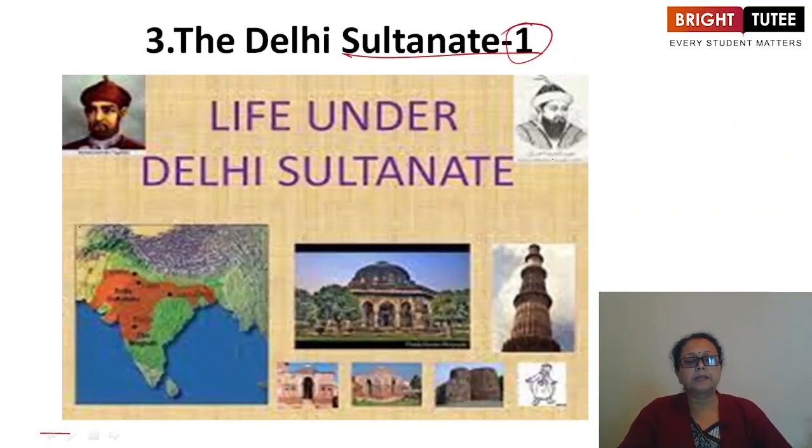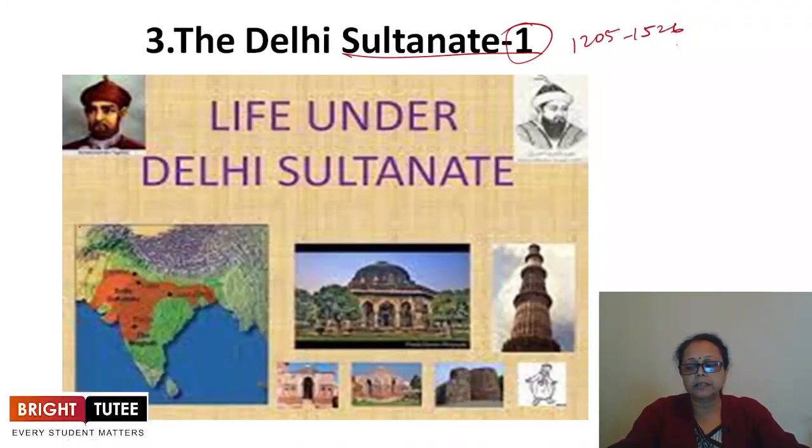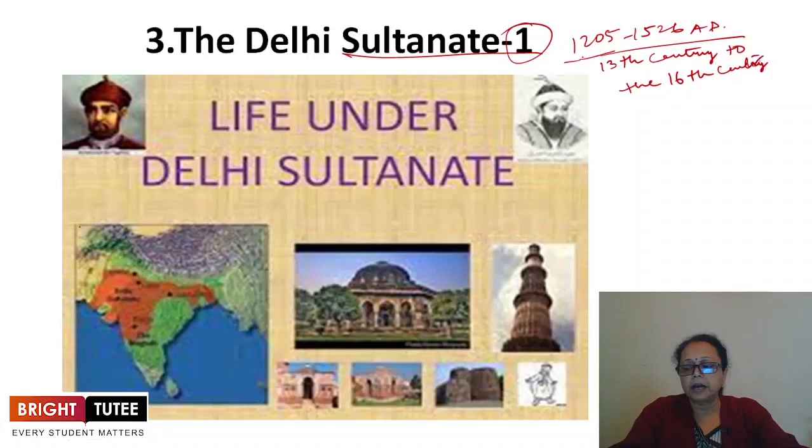In this chapter, we are going to discuss the rulers between 1205 to 1526 AD. This is the time period we are going to discuss inside this chapter, that is, the 13th century to the 16th century. In this time period, who were the rulers of our country?